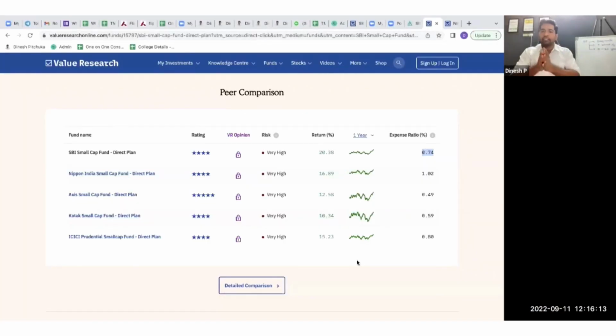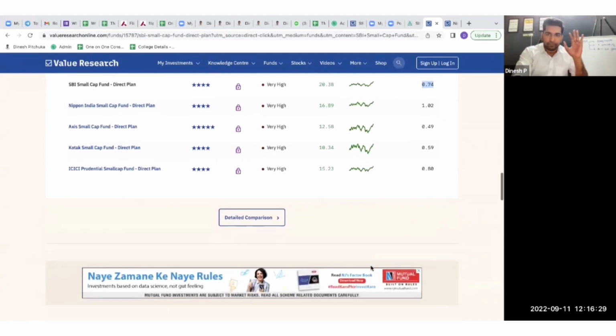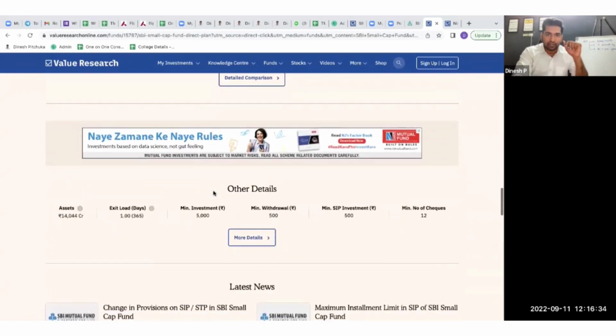So, peer comparison, expense ratio. As I told you, the amount of money that the fund manager is going to get from us is the expense ratio, 0.74 in this case. Assume that you are putting in some money every year; 0.74 will be taken by the fund manager as an expense. So how to compare it? We'll come back to that.